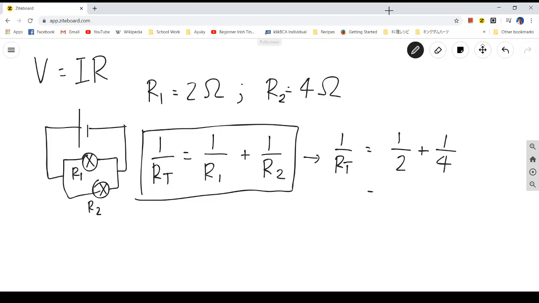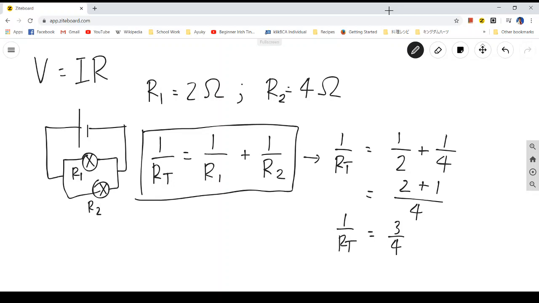Now, in order to do this, you can just easily whip up your calculator, or we can just do it by hand. So we have to normalize the denominator. So it's over 4. 1 over 2 is equal to 2 over 4, and 1 over 4 is simply 1 over 4. So we've got 3 over 4 right here. But remember that this is still 1 over RT.